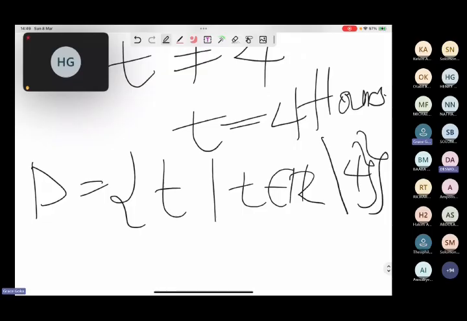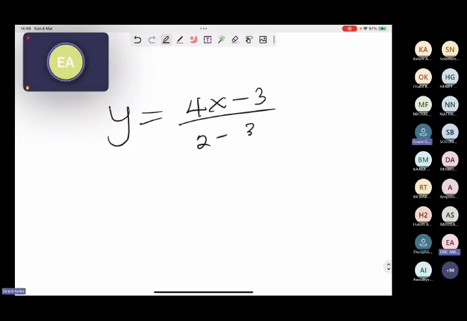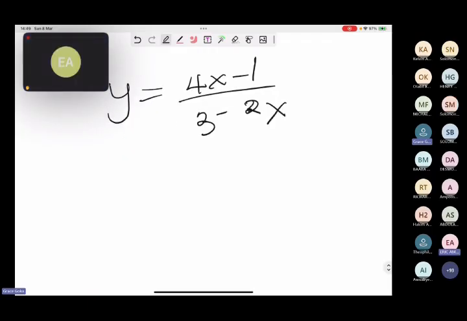Madam, another scenario. Hello, madam. Yes, please. So I am pleading if you could touch on this question for me. The y equal to the 4x minus 1 over 3 minus 2x. Okay, y is equal to 4x minus 3 over... No, I mean y equal to 4x minus 1 over 3 minus 2x. Okay. Yes, please. Thank you so much.